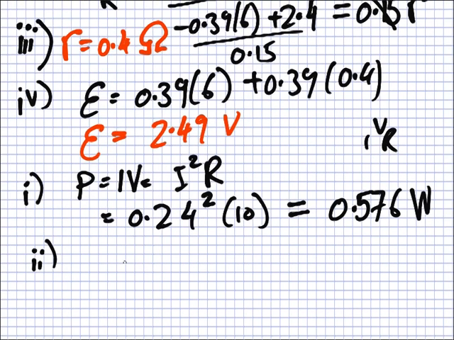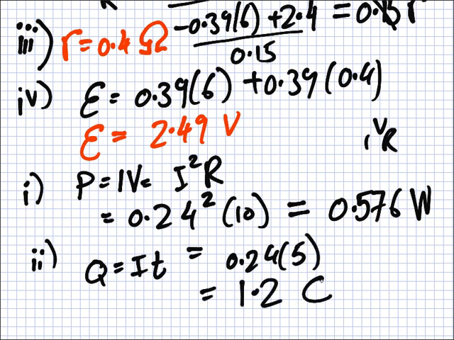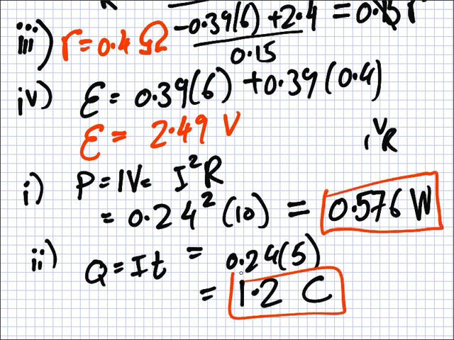Okay, and number 2, determine the charge flowing at any point in the circuit in 5 seconds when both are connected. So that's just Q equals It, isn't it? For one mark. So 0.24 times 5. 1.2, isn't it? Correct. Easy. Right, so I've just done 2, 1, 3, 2 marks.